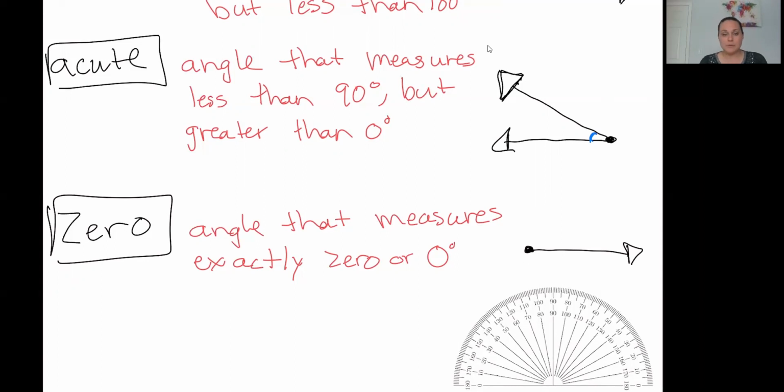And when you have a 0 angle, that means that it's right on top. It hasn't changed at all. It hasn't gone anywhere. It hasn't gone up. It hasn't gone past 90 degrees. It's still at 0. So the way we show that is we just add another arrow on that line.